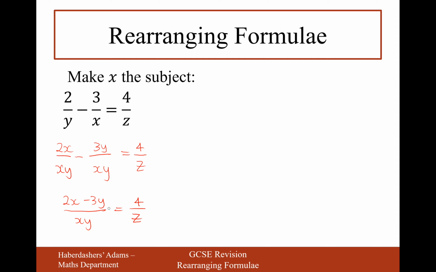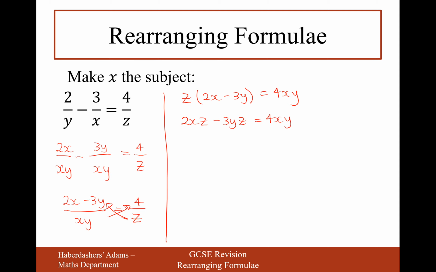Now that we have two fractions here, we can do that whole cross-multiplying malarkey. So it's going to be z multiplied by 2x minus 3y equals 4xy. The next thing we'll do here is expand the brackets. 2xz minus 3yz equals 4xy. The next thing we'll do is group the x's on the same side. In fact, if I move this on the other side and that on that side, then it will reduce the amount of negatives that we have.